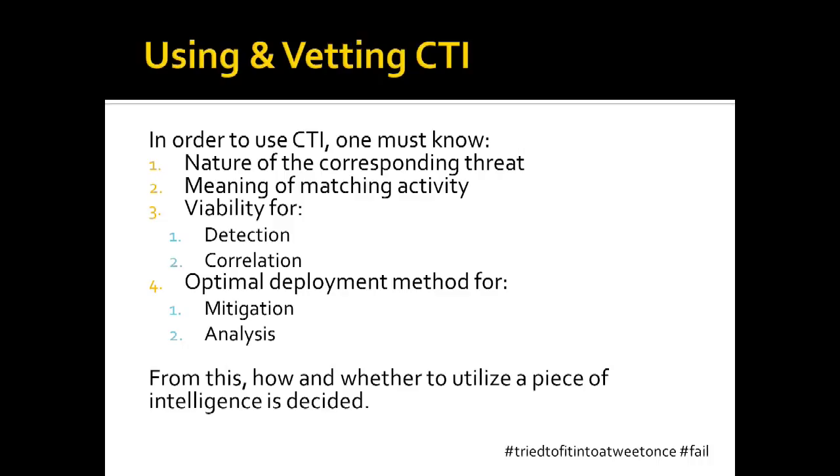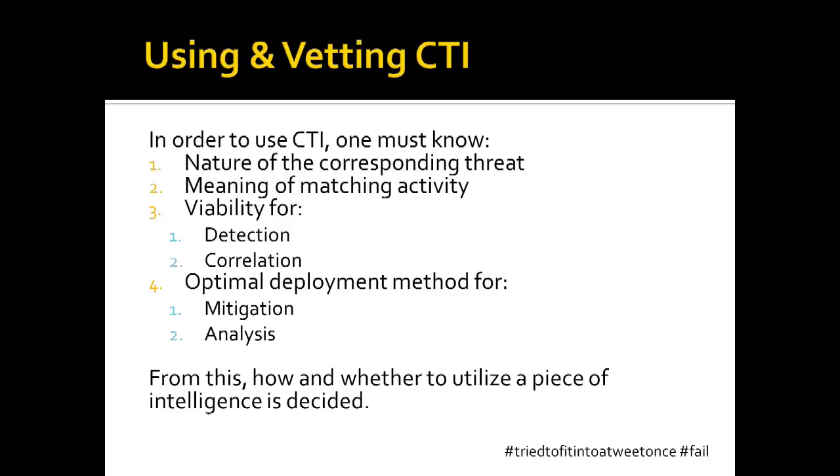All right. First, besides what it is itself, what the value is, right? IP address, email address, something of that nature. You also need to understand the nature of the corresponding threat. I'll go into each of these in a little bit more detail, actually. So the nature of the corresponding threat, meaning of the matched activity. So what is it describing, right? Viability for detection and correlation. So is this something that's useful for each one of those particular actions that your analysts are going to be involved in? And then finally, what is the optimal deployment method for either mitigation or analysis?